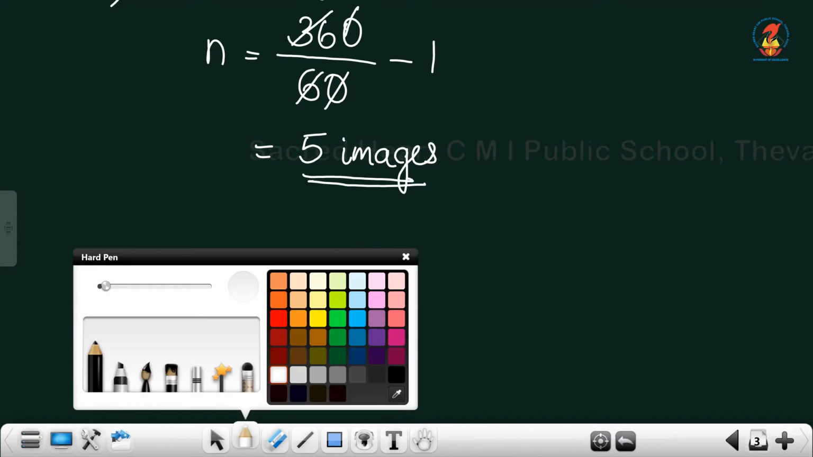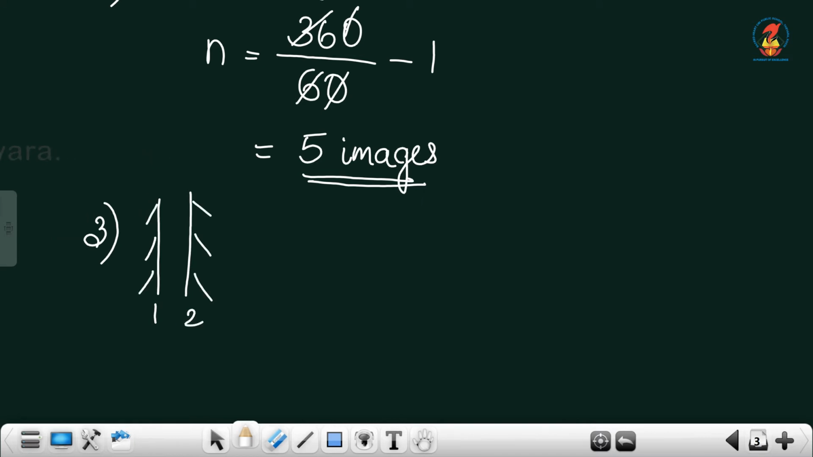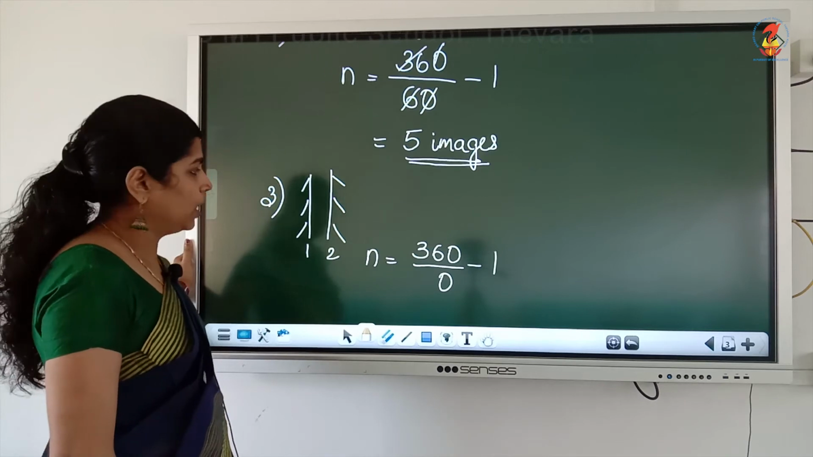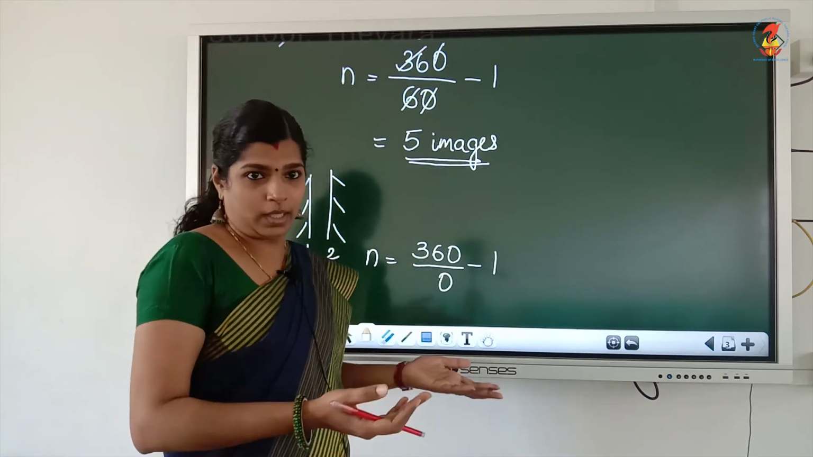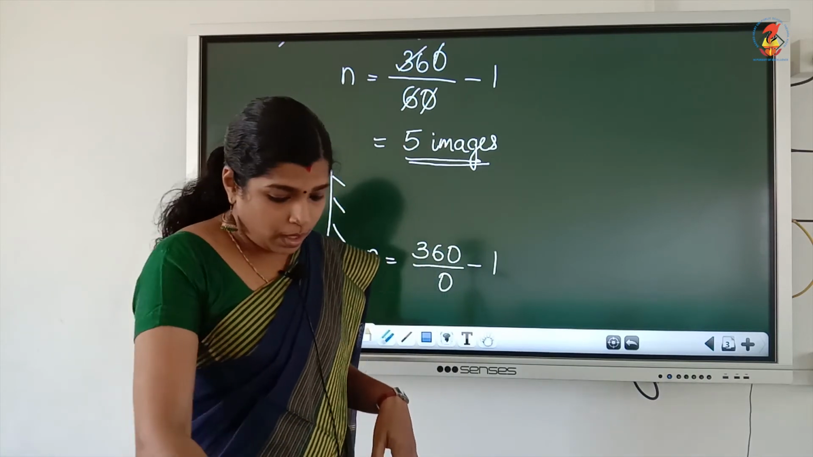Then, if two mirrors are placed parallel to each other, like this, this is the first mirror and this one is the second mirror. The angle between these two mirrors is 0 degrees. So, what will be the answer? n is equal to 360 by 0 minus 1. We can't divide by zero, so that is infinity, means we can't count it. So many images will be formed.